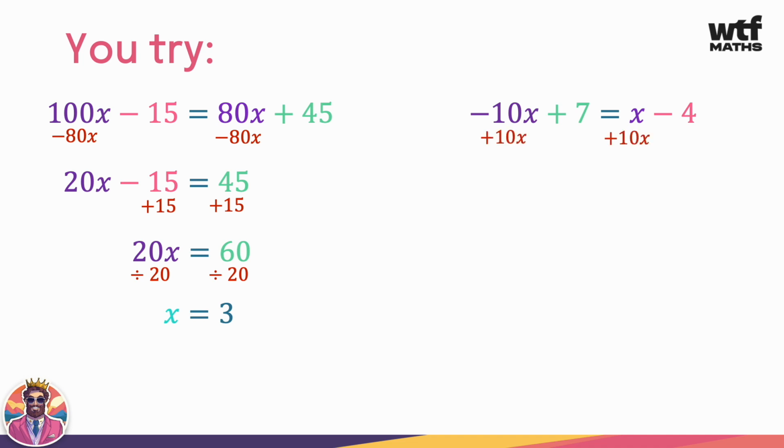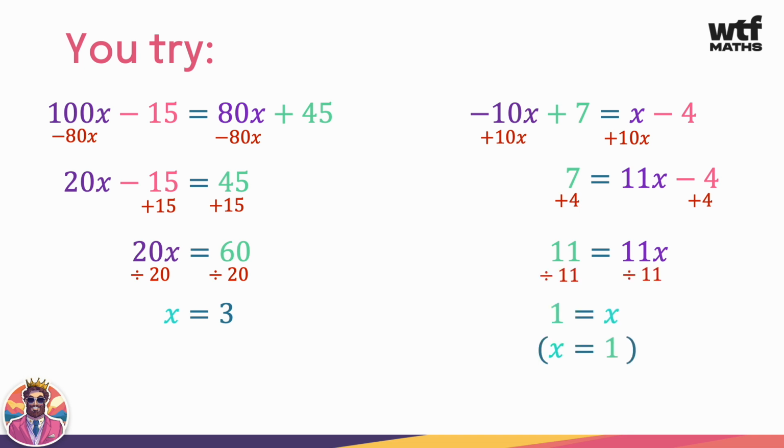On the right, we've got negative 10x and positive 1x. So negative 10x is the smallest, so add 10x to both sides. This leaves us with 7 equals 11x take 4. So now we add 4 to both sides. 11 equals 11x. So if we divide by 11, we'll get 1 equals x, which we can just swap around to say x equals 1.